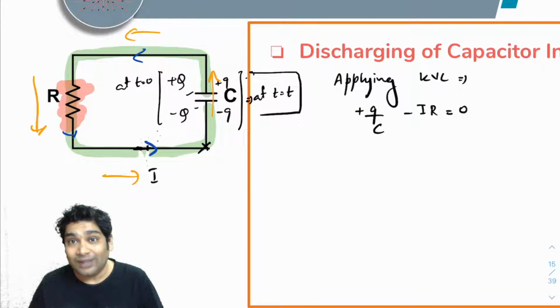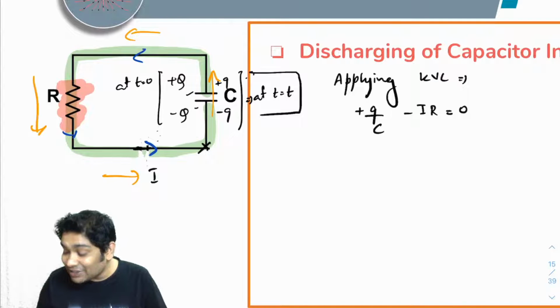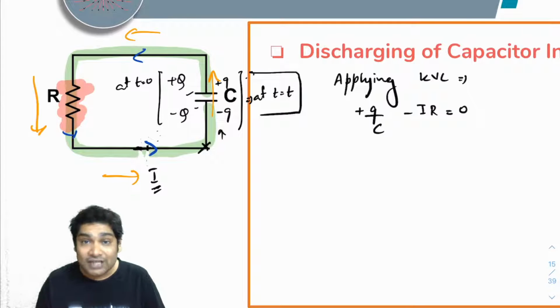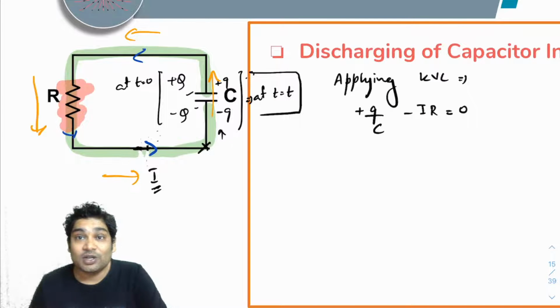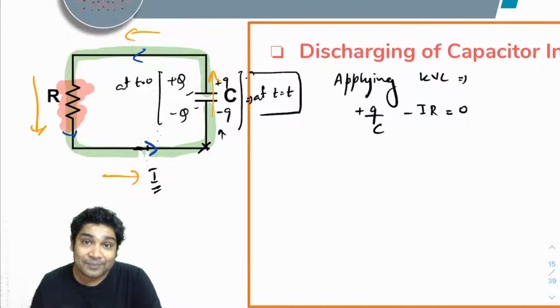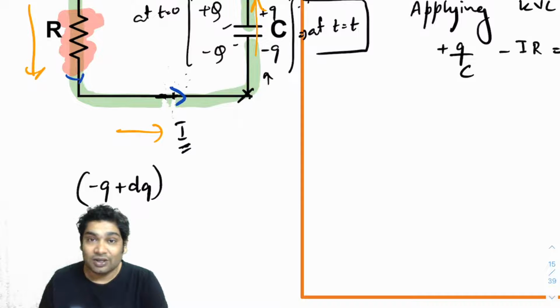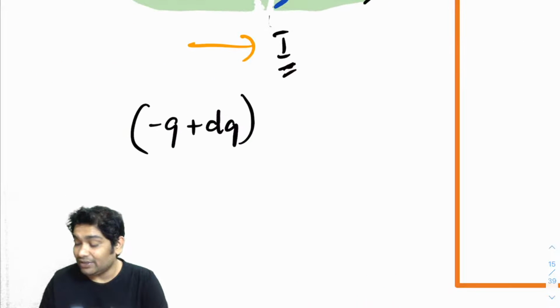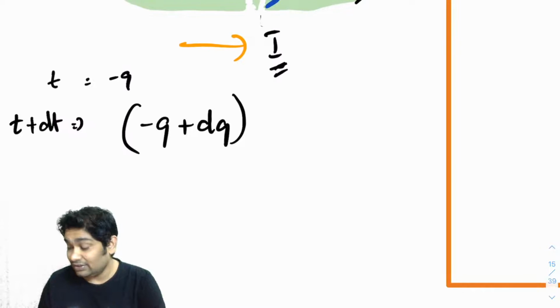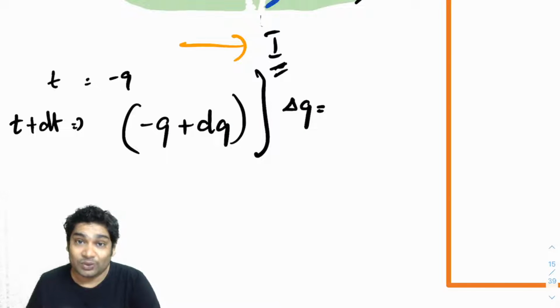Okay. Now one thing. When this charge is flowing, it is getting a plus dq charge here. So the negative charge would have changed. If minus q is the charge, you will see minus q plus dq would be the net charge after t plus dt. So at t plus dt, this would be the charge. At t, the charge was minus q. So what is the change in charge? The change in charge, delta q, would be plus dq.